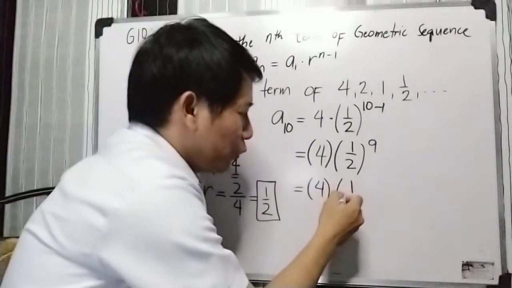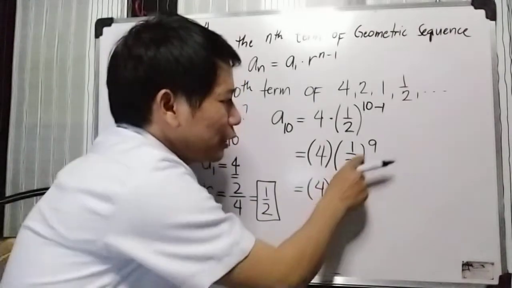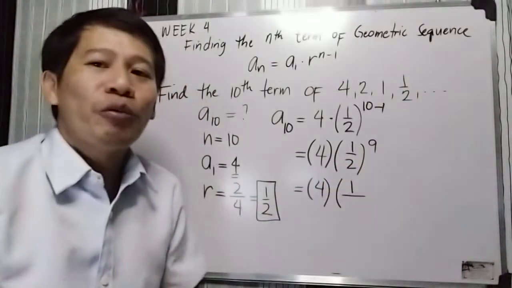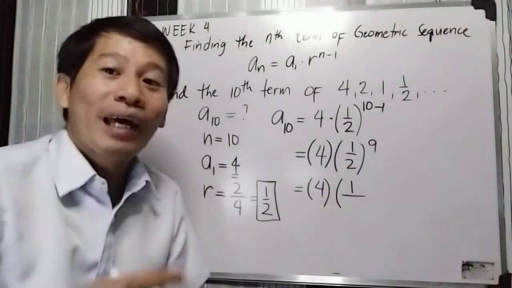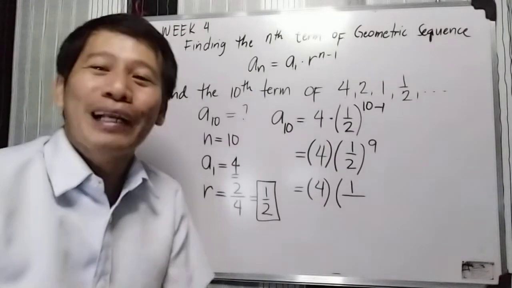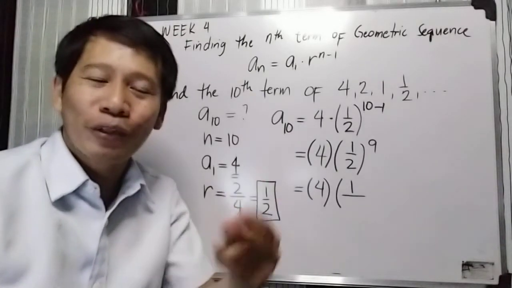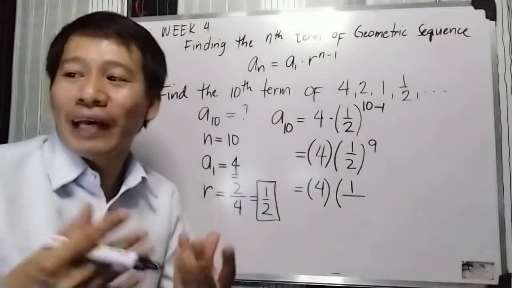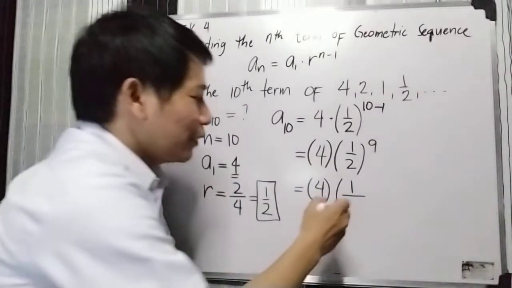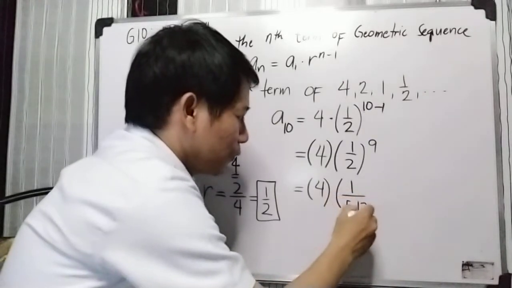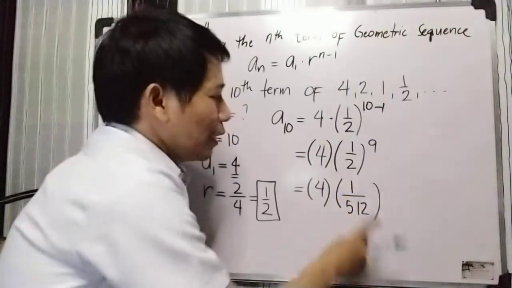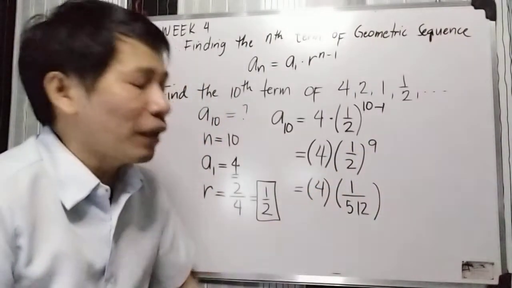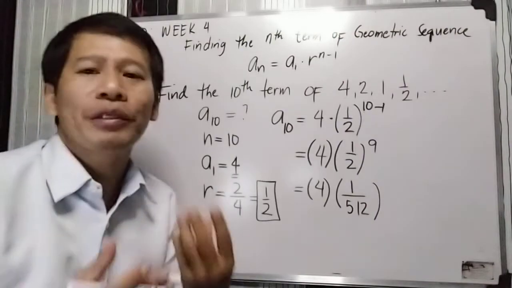How about yung 2 raised to 9? You will multiply 2 by itself 9 times. You can use a calculator. So 2 raised to 9, or 2 times 2 times 2, nine times, the answer is 512. So that is 1/2 raised to 9, that is 1 over 512. Now, what are we going to do next?